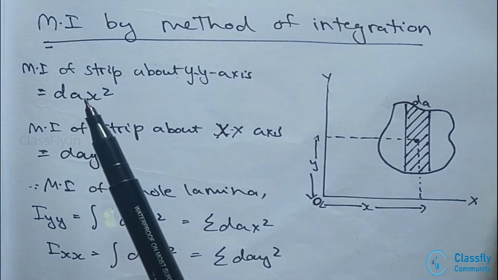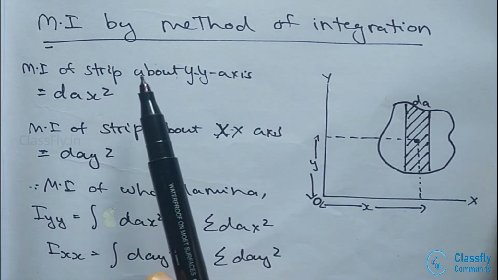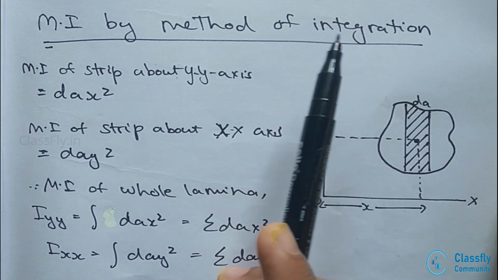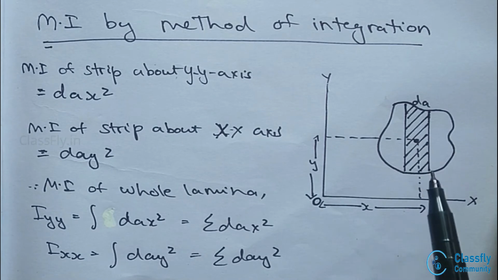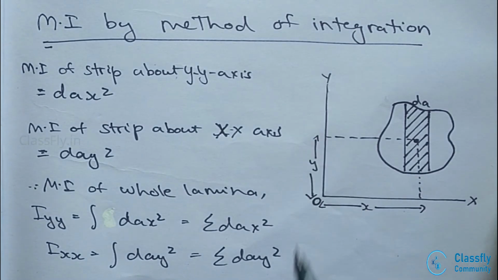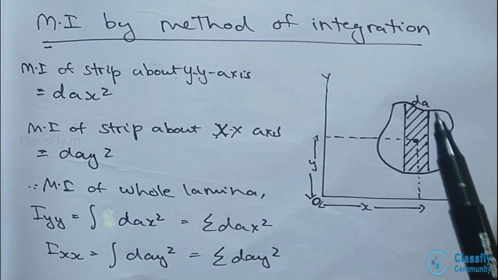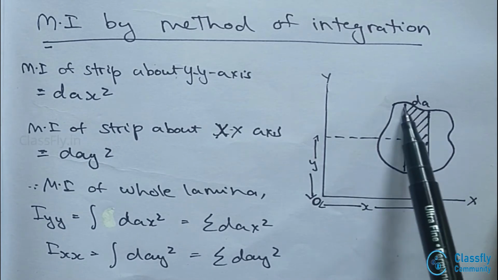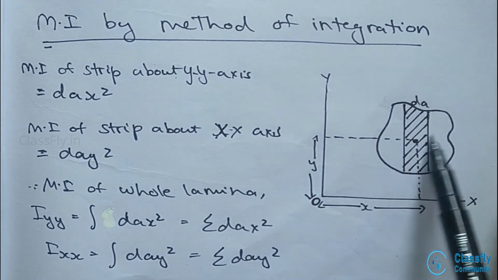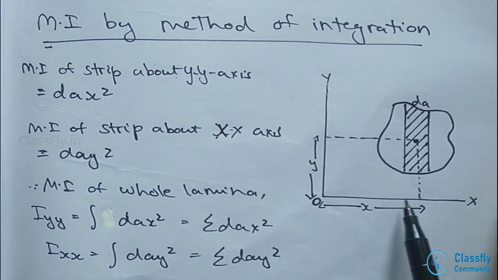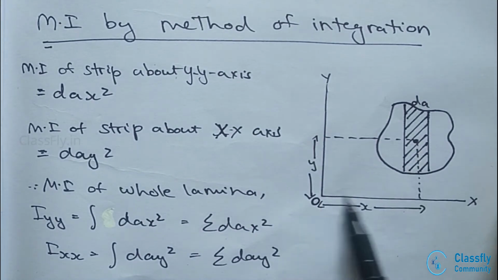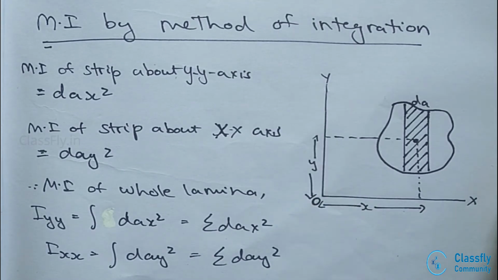Now let us find the moment of inertia of a plane lamina by the method of integration. Consider a plane lamina whose moment of inertia is to be found about the x-axis and the y-axis. Now, divide the whole area of the lamina into a number of strips. Consider one small strip, say having an area of dA. Now, let x and y be the distance of the center of gravity from the y-axis and the x-axis respectively.